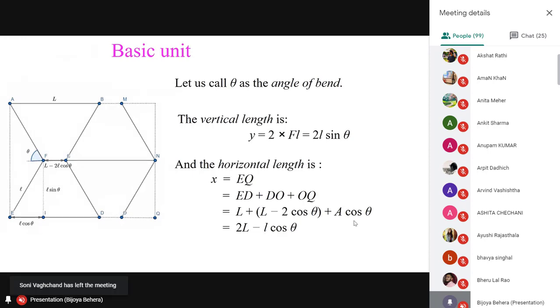And I'm trying to expand this unit cell in the vertical direction. So the vertical length from this geometry is given by y equal to twice L sine theta. And from this geometry, you can also find what the horizontal length will be. The horizontal length is x, which is twice L minus L cos theta.